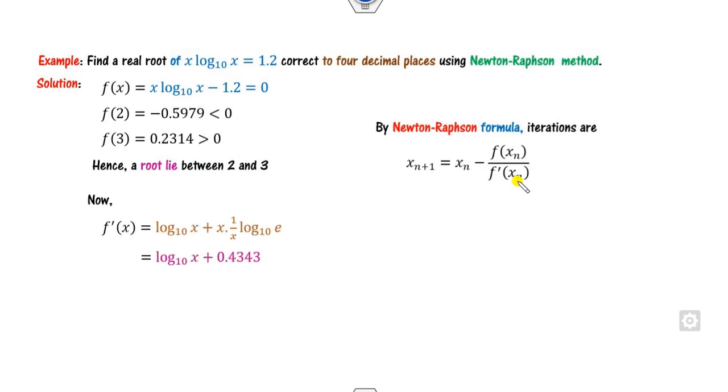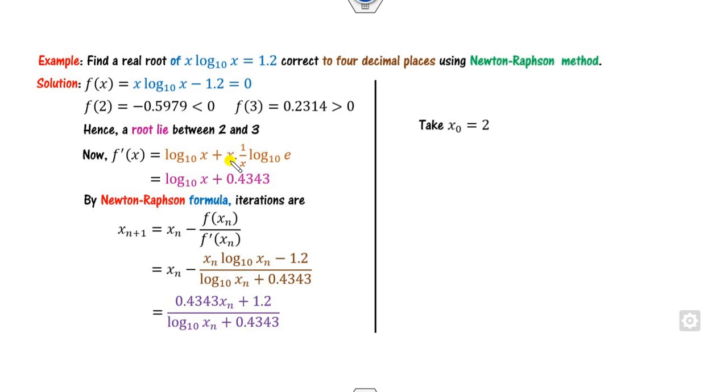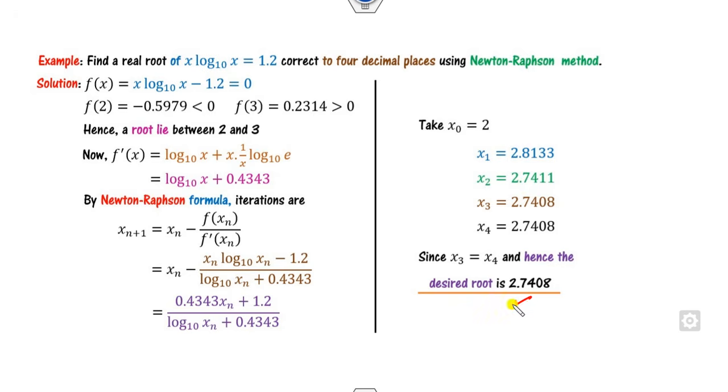We can find the derivative. You can take the product rule here. Now this will be cancelled out. So what is the value of log 10 e? It is 0.4343 up to 4 decimal places. Substitute this value here, and you will get this expression. Now choose x0 as any value between 2 and 3. So I choose x0 as 2. Then I can substitute here, and you will get x1, x2, x3 and x4. Clearly, up to 4 decimal places the results are matched. So we can say the desired root is this.